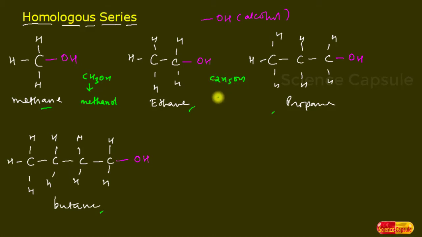Here the molecular formula would be C2H5OH and the name would be ethanol. And here the molecular formula would be C3H7OH and the name of the compound would be propanol, after replacing one hydrogen by the alcohol functional group. And here we will have C4H9OH, and the name would be butanol.